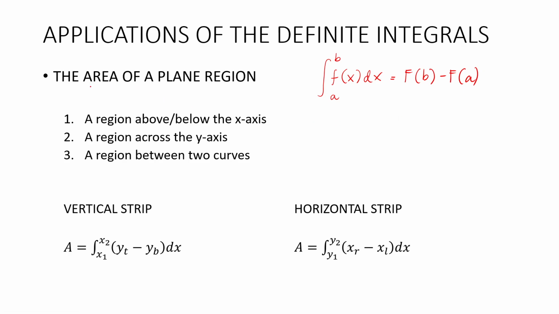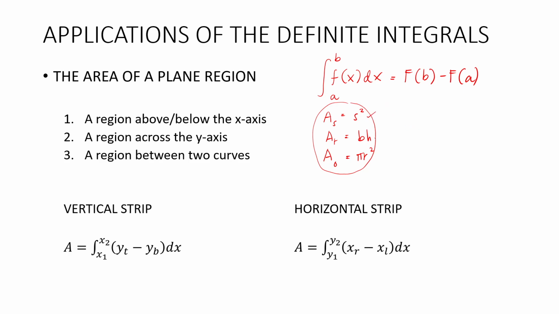Okay, so in the area of a plane region, usually what we know from geometry is that you have a formula for the different shapes of the polygon, such as the square. For example, the area of the square is s squared, or the area of the rectangle is base times height, or the area of the circle is pi r squared, so on and so forth. All of these formulas came from the integral calculus concept.